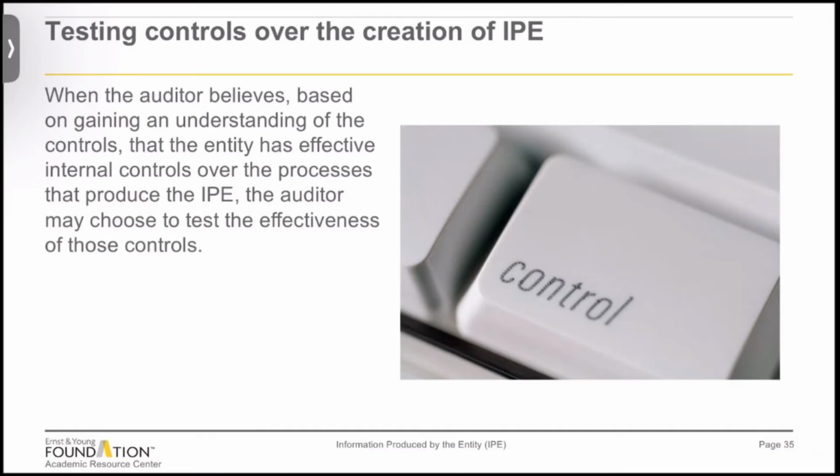Next, testing controls over the creation of an IPE. So when the auditors believe, based on gaining an understanding of the controls, that the entity has effective internal controls over the processes that produce the IPE, the auditor may choose to test the effectiveness of those controls.